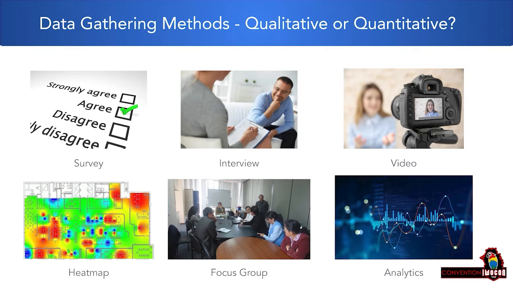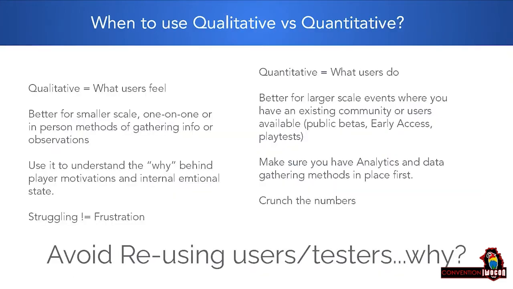And you can use all of these insights to drive improvements to your total user experience, whether it's the game, your marketing materials, etc. So when is it good to use qualitative versus quantitative? We discussed that qualitative is how users feel. This is usually better for smaller scale one-to-one or in-person methods of gathering info or observations. So this is better when you're trying to understand the why behind people, why they chose to pick one game over the other, and what their internal emotions are like.